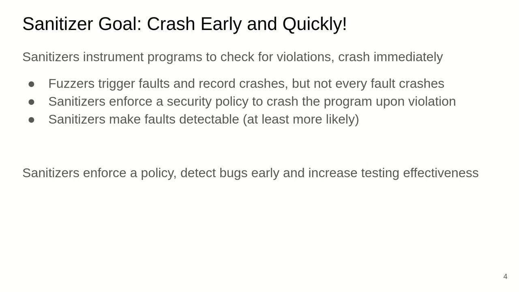So the idea here is that we would be able to signal a potential issue as quickly as possible. A sanitizer will instrument the target program to check for violations to make sure it crashes immediately when the bug is being triggered. Now, compare this to, for example, a fuzzer trying to find bugs in a program that has not been instrumented with a sanitizer. Right? So the fuzzer triggers faults and records crashes, but not every fault actually crashes.